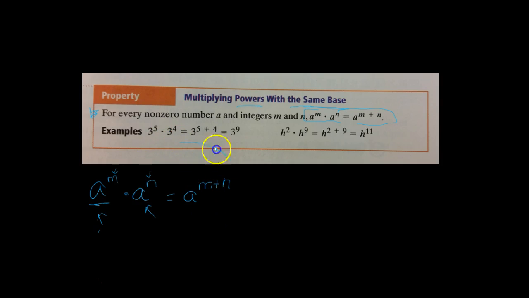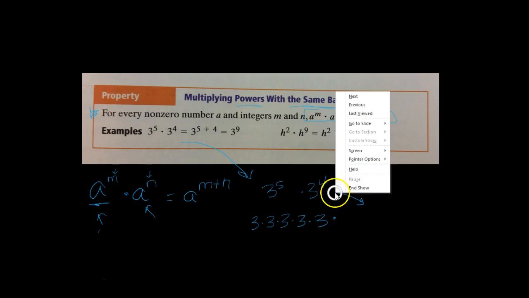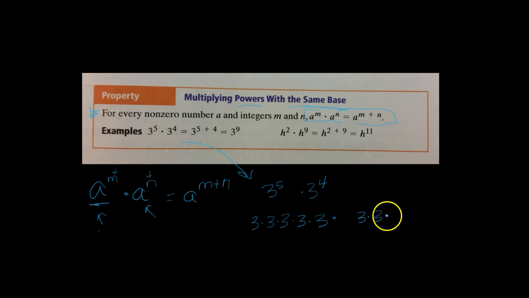So let's take a look at these examples. Here I have 3 to the 5th times 3 to the 4th. Well, what is 3 to the 5th really saying? I have 5 3's times 3 to the 4th. How many 3's? 4 of them. So how can I rewrite this using one base and one exponent? My base stays the same, and like I just said up here, we add them, m plus n. So here we have 5 plus 4, which gives you 9.